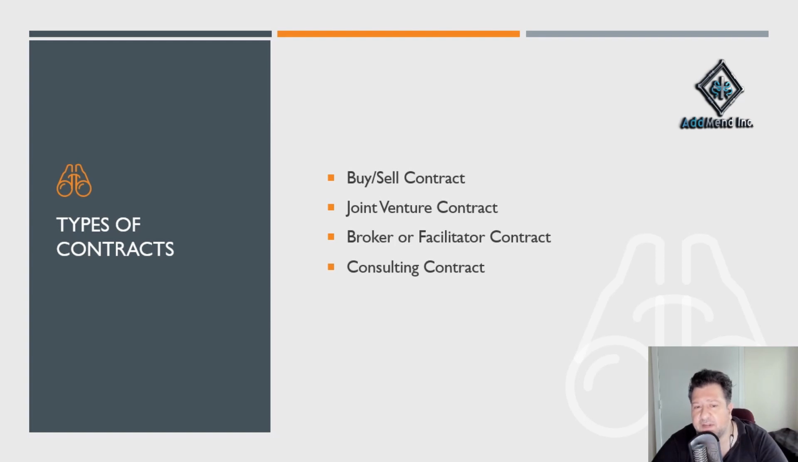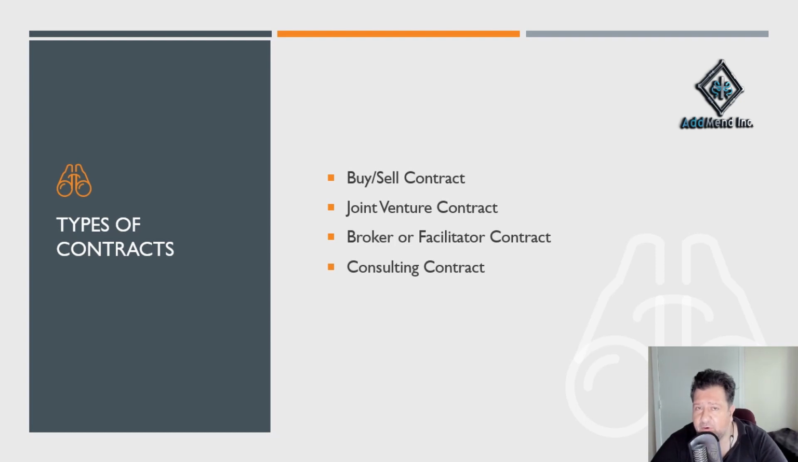Second type of contract is a joint venture contract, whereby two companies decide to become one to do a job, to produce a product, service, and to sell it to other people.